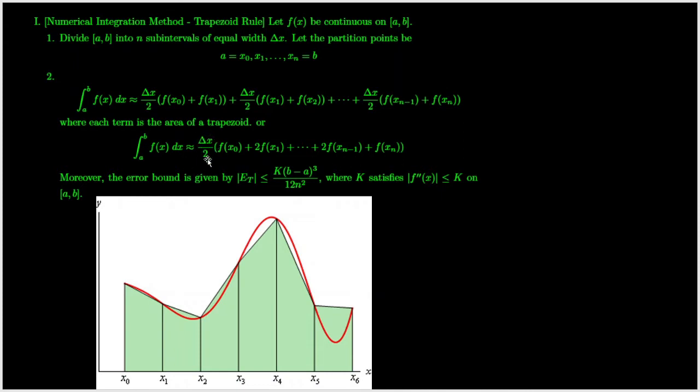Half of the width of the subintervals, and then the value of the function at x0, then plus the value of the function at the right end point, f of xn, and then plus the values of the function at other partition points multiplied by 2. There's a factor of 2 involved in here, so don't forget.